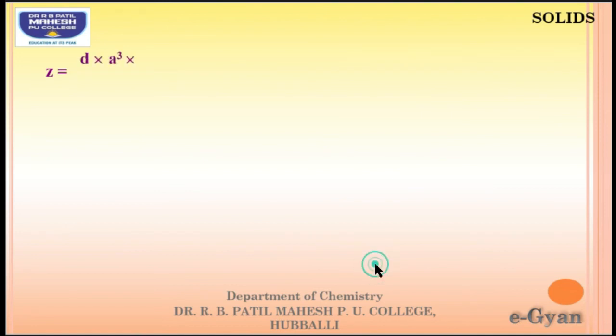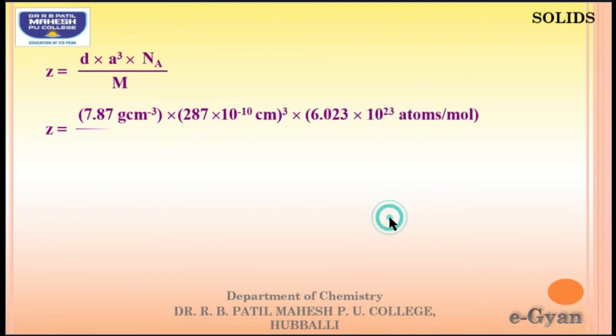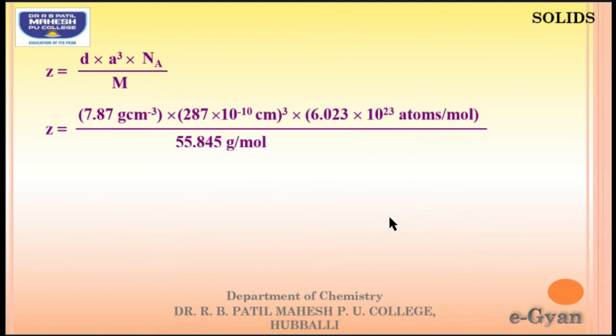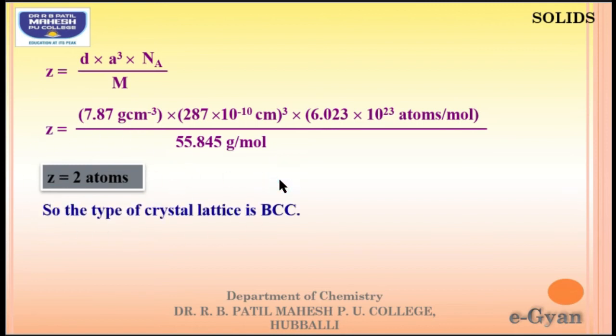Z is equal to D into a cube divided by Na divided by M. A small rearrangement. So on substituting the values, 7.87, 287 into 10 to the power of minus 10, Avogadro number divided by M, that is 55.845. On solving, we will get Z is equal to 2. When we are having Z is equal to 2, it is equal to the crystal lattice of the BCC. So the type of crystal lattice is BCC.